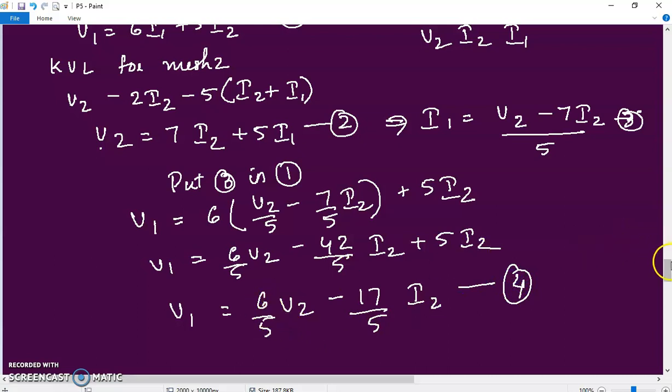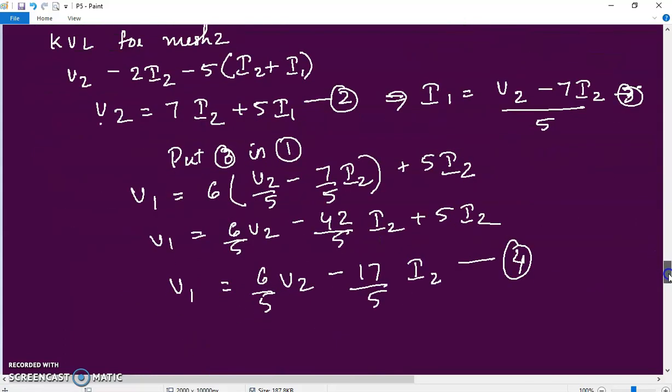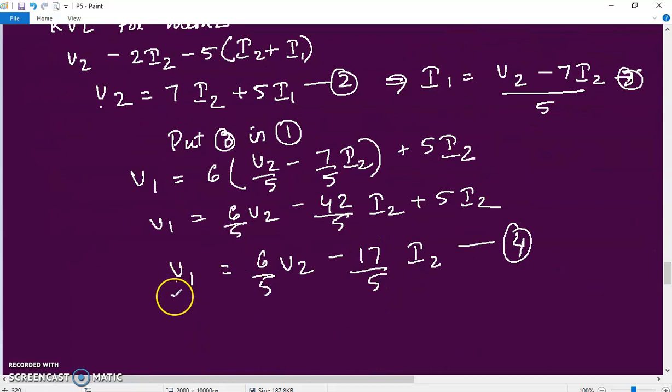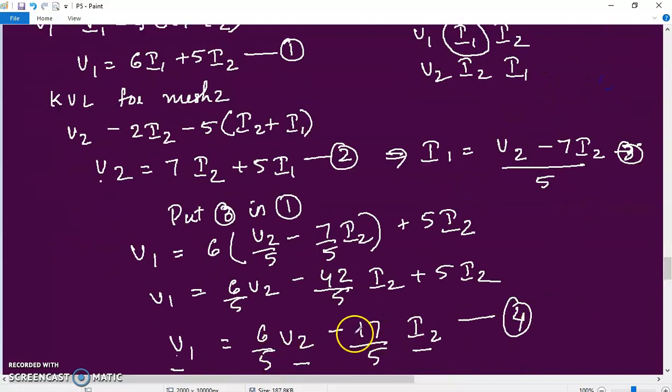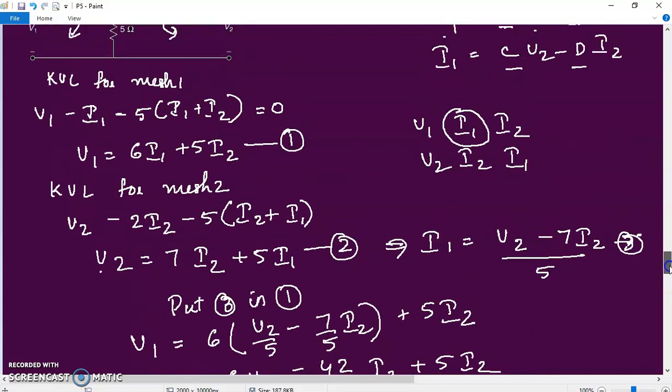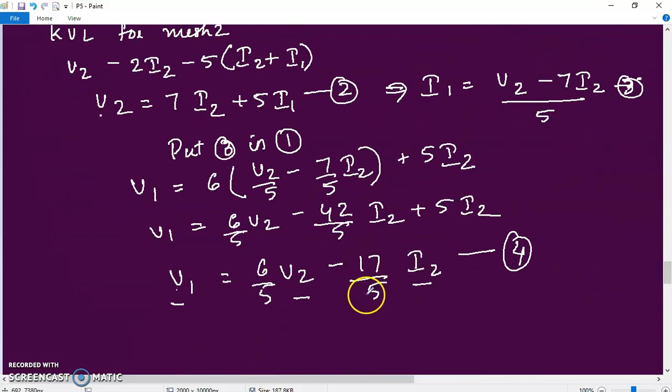So now we have got a similar equation to the first equation. So we have got parameters A and B from this equation. V1, we got an equation in V1, V2 and I2. So these parameters are A and B: 6 by 5 and minus, but not minus, 17 by 5. Here we already have a minus sign. So B is 17 by 5 and not minus 17 by 5. So now let's see equation 2.